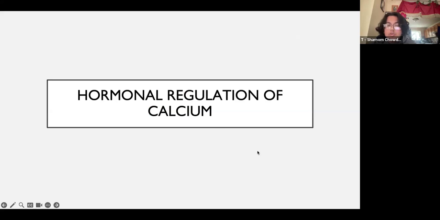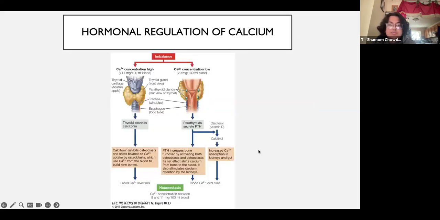So now we're going to talk about hormonal regulation of calcium. When your calcium concentration is high, your thyroid secretes calcitonin. Calcitonin helps make sure that calcium from the blood can be brought into the bone to help create new bone. And as a result, your blood calcium level lowers.